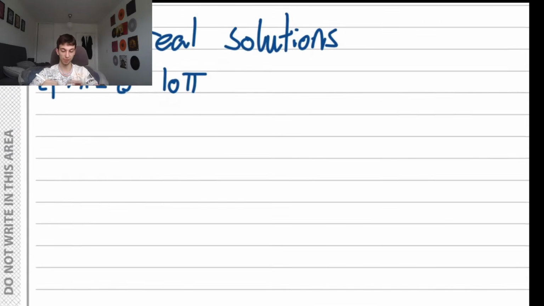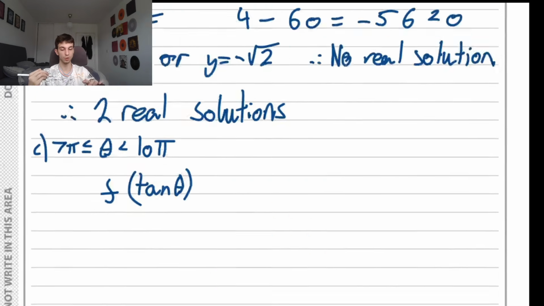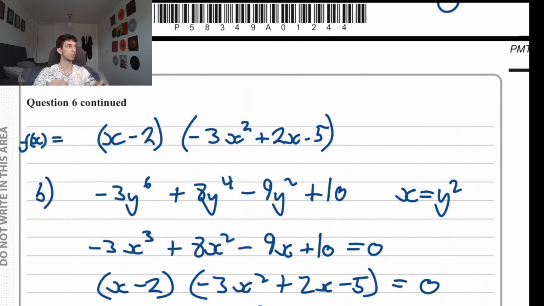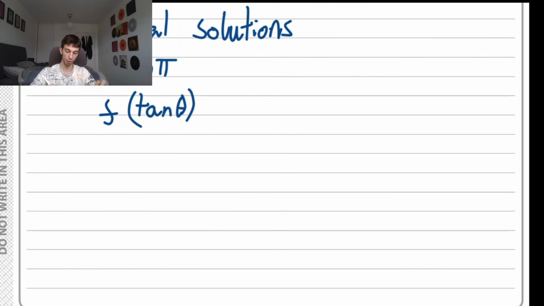Because we know this is f of tan theta, and what do we know about the solutions? We're using that algebraic factorization. We had that x minus 2, and we had that minus 3x squared plus 2x minus 5. But we know all of this had no real solutions, so we don't care about it. So we have the x minus 2, but instead of x, we have tan theta here. So what do we care about? We care about the solution of tan theta equals 2. Because remember, this is f of tan theta equals 0. We have tan theta minus 2 as a solution, so tan theta will be equal to 2.